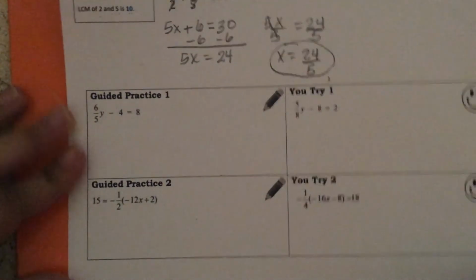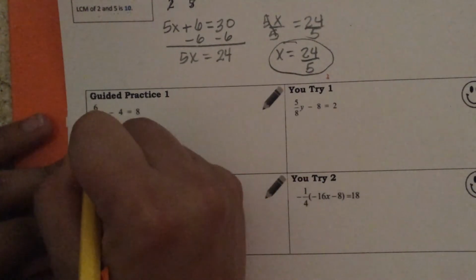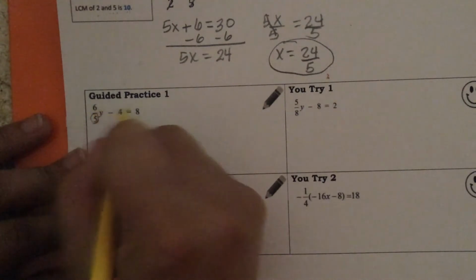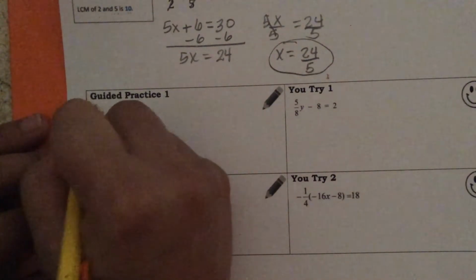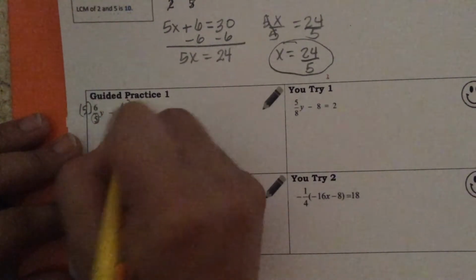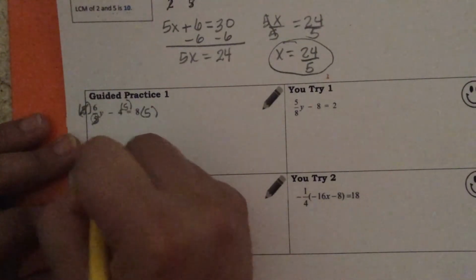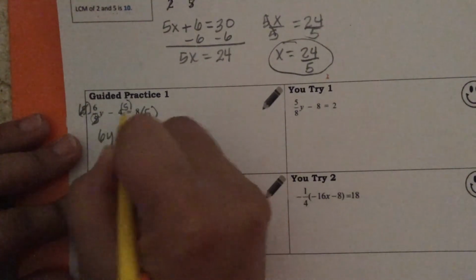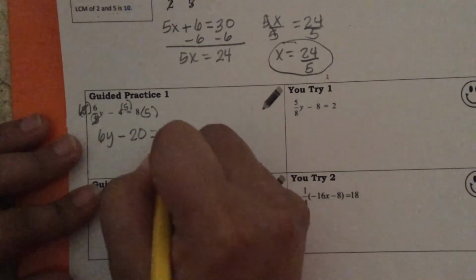And so notice that in this case, you only have one denominator. You have a 5. So I'm going to multiply every single term by 5. So I'm going to multiply this by 5, this by 5, and then this by 5. So 5 cancels out the 5, and you're left with 6y. No more fraction. 4 times 5 is 20, and 8 times 5 is 40.